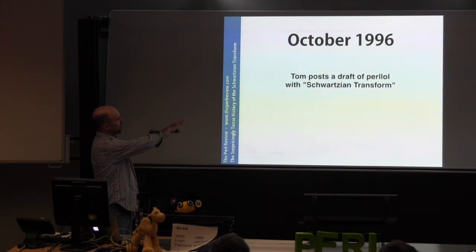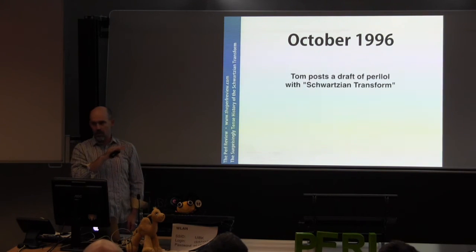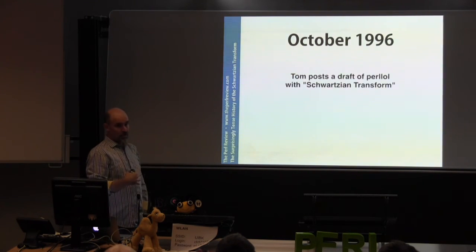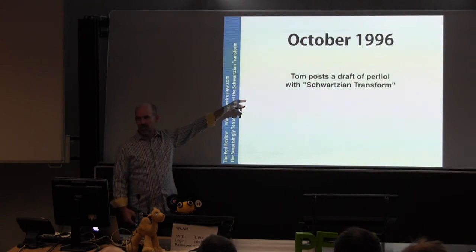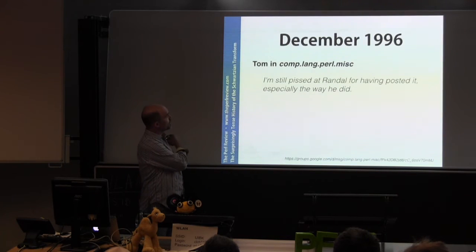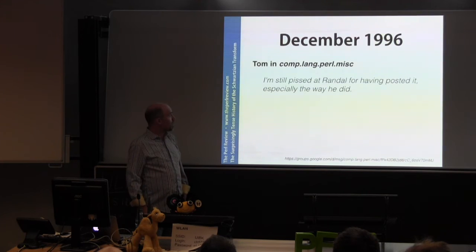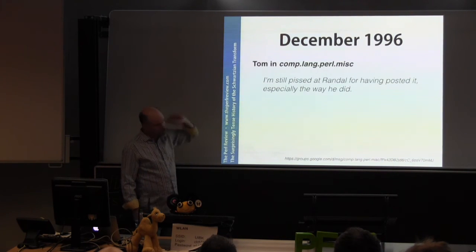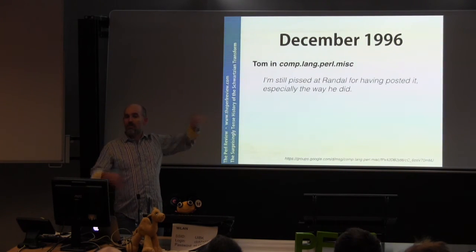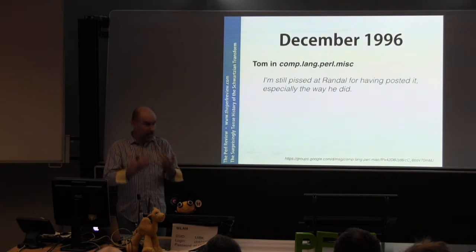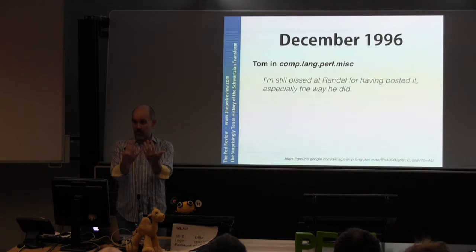And then a little bit later that year, when Tom posts one of his first drafts of Perl LOL, and we're getting lists of lists, he says Schwartzian transform in there. So this is the first instance where we're going to see it in the Perl documentation. Then he says a little bit later, and this is still a little bit of a thing, I'm still pissed at Randall for having posted it, especially the way he did. It's not the technical argument, it's just when we post things, Tom has this keen sense of responsibility to explain it to people so they just don't have this thing they have to study for 5 hours to see what's going on.